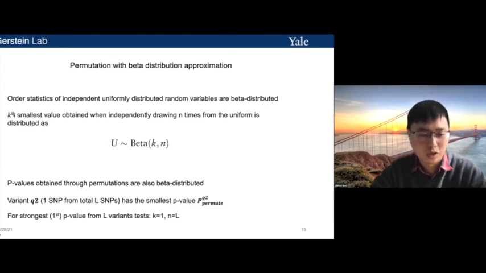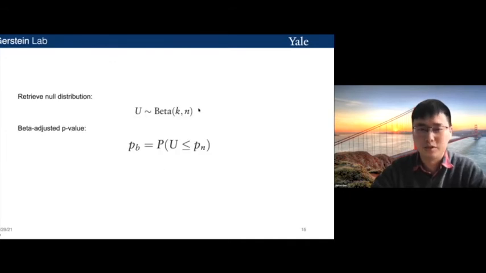So if you want to look at the kth smallest value from n times of experiments, you have this beta distribution. And basically here in our case, we look at the p-values from permutations, and we are actually looking at the strongest p-value from L different tests. So basically you have k equals 1 and n equals L. And now you have this beta distribution.